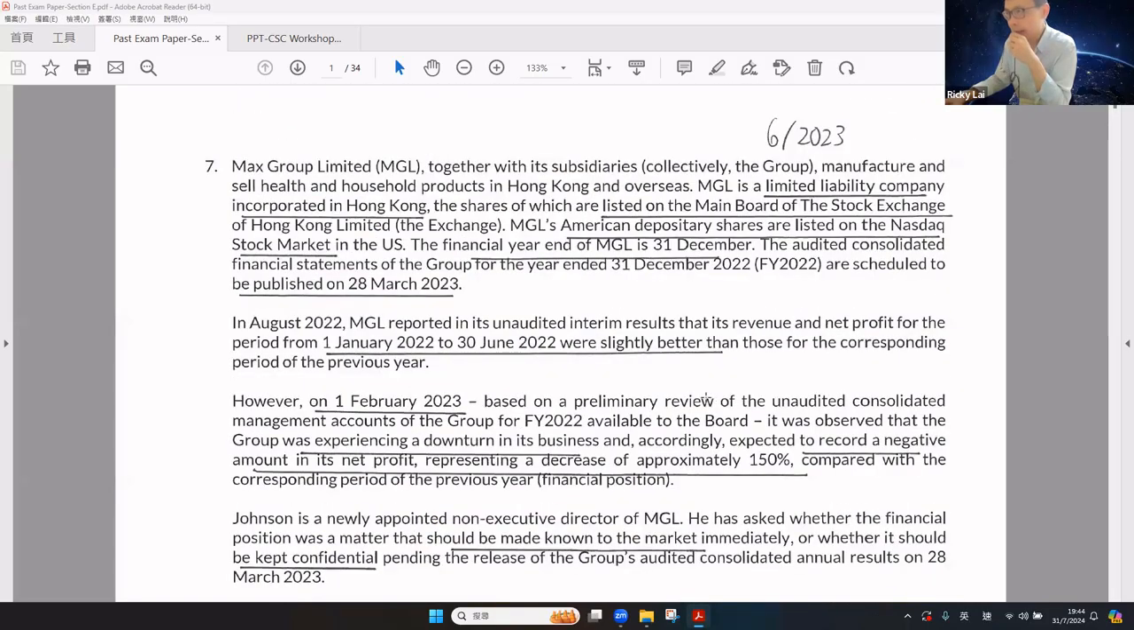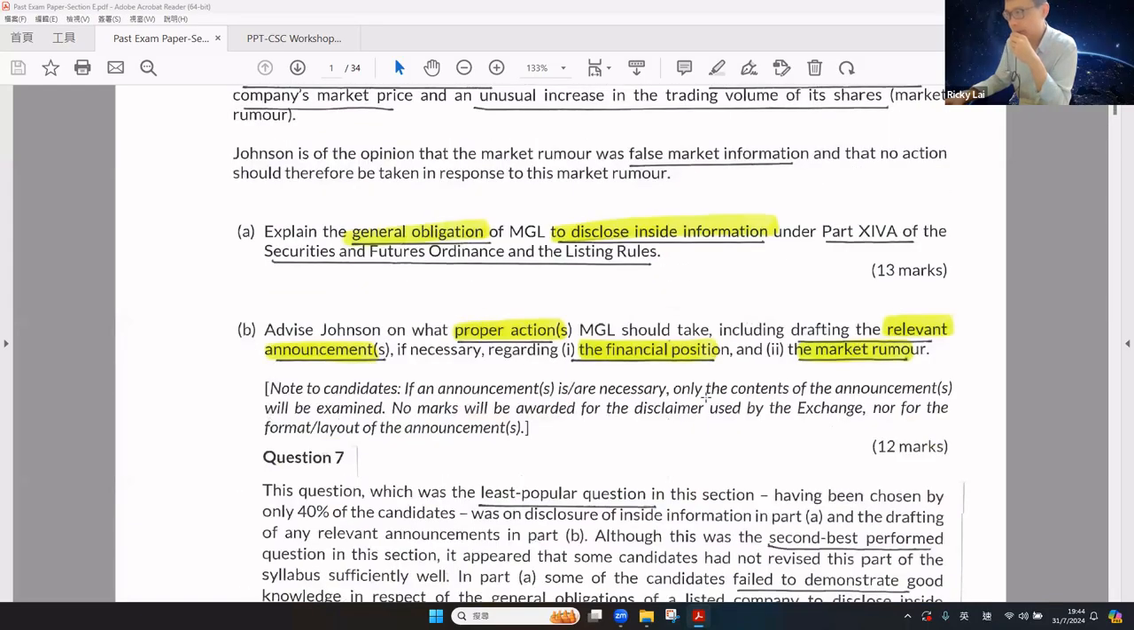Before we look at the scenario from the question, let's review the question requirements. I also highlight and underline the keywords. When you present the answer at the examination, please use the highlighted part as the headline and make sure that your answer is relevant to the question requirements, which are 13 marks and 12 marks respectively.